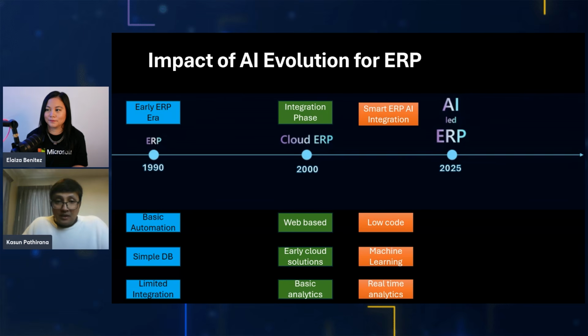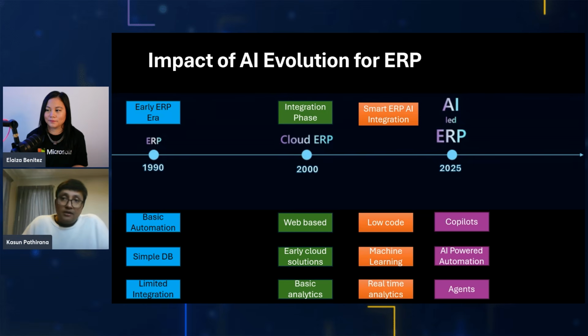So then fast forward to the 2020 to 2025 era, and we are stepping into the era of advanced AI in ERP. We are now talking about AI-powered automation that can take decisions and act, not just suggest. Generative AI helps users write reports, summarize insights, or even recommend actions.